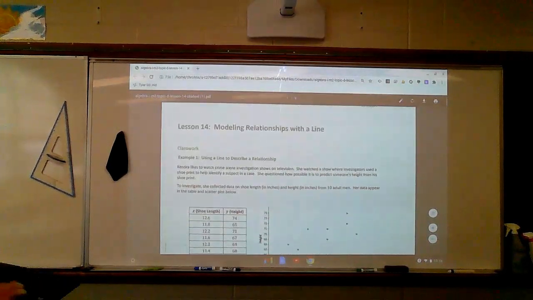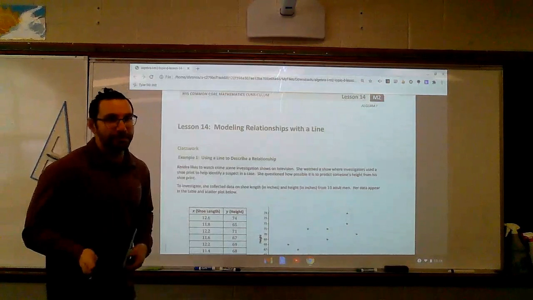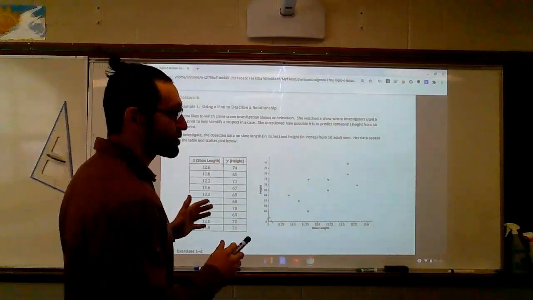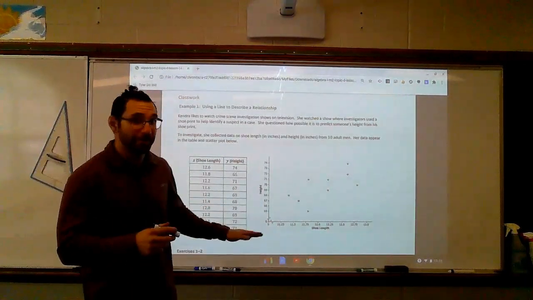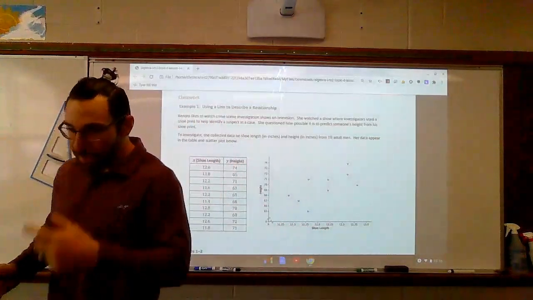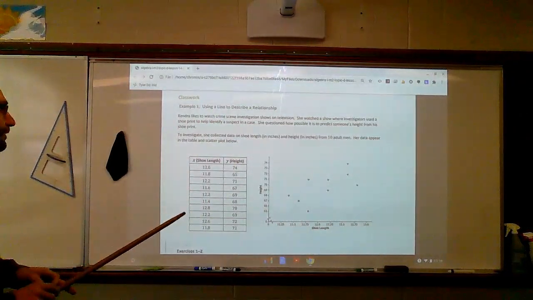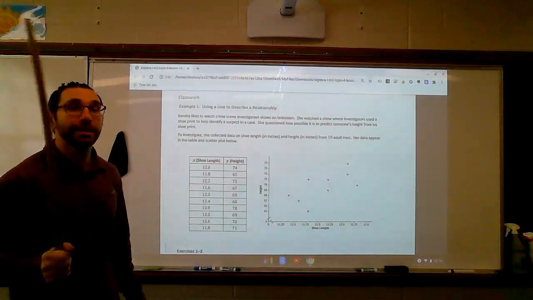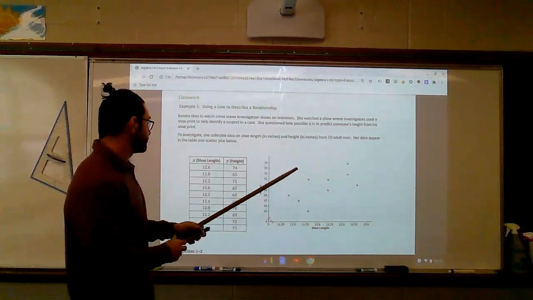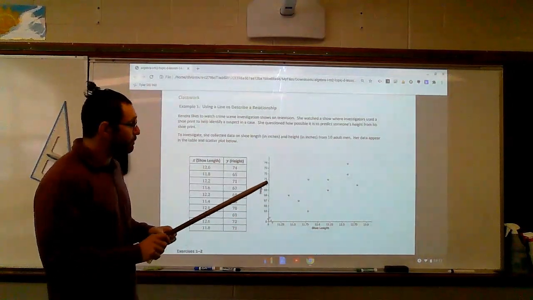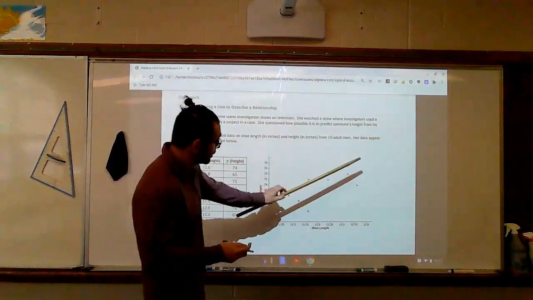We are in lesson 14. Now we are modeling relationships with a line. If you've noticed, I've kind of jumped the gun and started making those lines of best fit on your graphs already. You should have seen in all of the videos with the scatter plots that I've already done the line, okay? Today, we are going to find the exact line of best fit, and we call it a linear regression. Looking at this, you should be able to say, this appears to be positive, and it appears to be a linear regression.